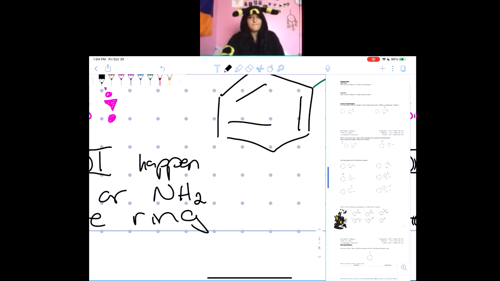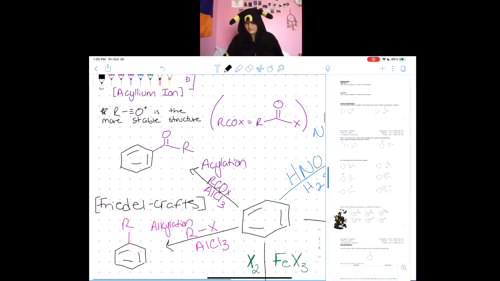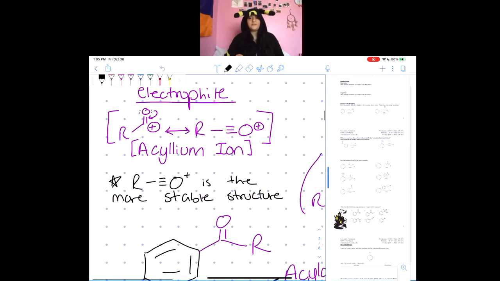Do we need to know the mechanism for the Friedel Crafts? Not really. You just need to know that the intermediate will be a carbocation, so that means you can have rearrangements. And you need to know that for the acylation, it's going to have that electrophile that has a special name that we'll talk about in a second, and it has those two different resonance structures. But other than that, you don't.